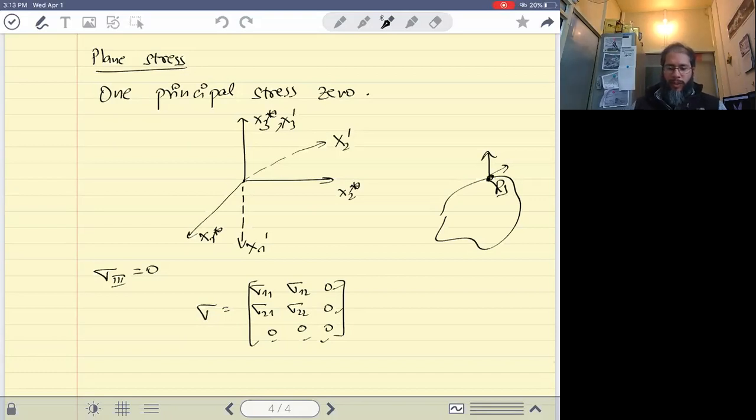Now again, if you actually wrote sigma star, then of course you will get a diagonal matrix with sigma 1, sigma 2, and sigma 3. Sigma star is the sigma seen from the principal coordinate system, that is x1 star, x2 star, and x3 star. And this, we call it sigma prime because we're talking about x1 prime, x2 prime, and x3 prime.